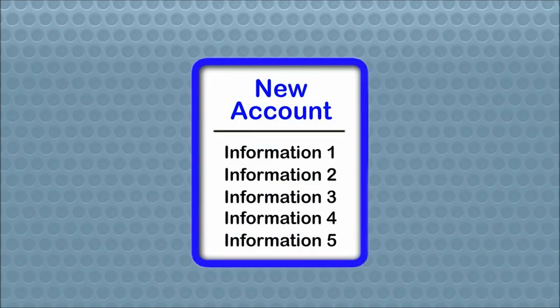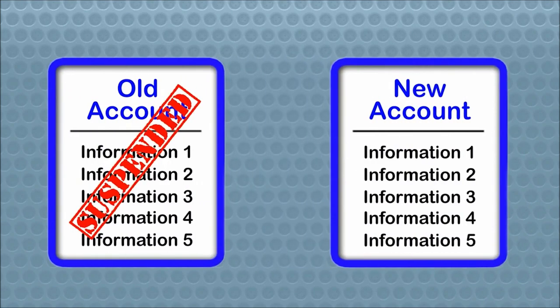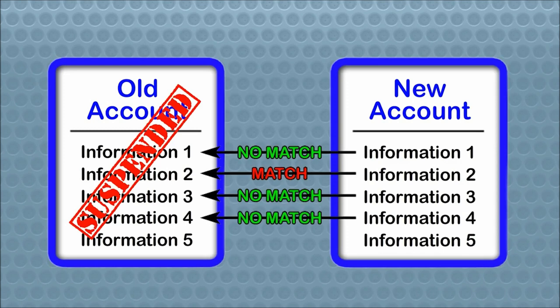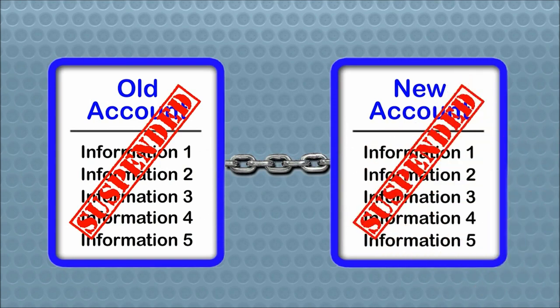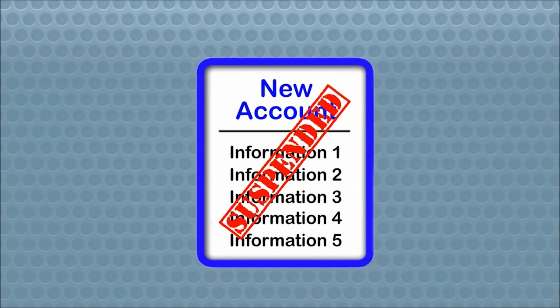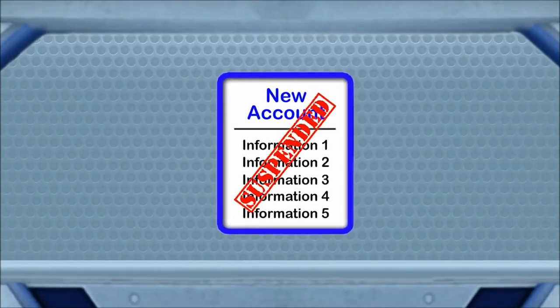Let's take a look at the mechanism of how eBay links accounts. Whenever a new account is opened, eBay looks at every single piece of information, including hidden electronic data. And if any information matches the information contained in a suspended account, that new account will be linked and suspended. It'll just go into a black hole.